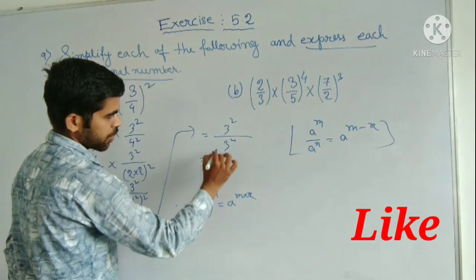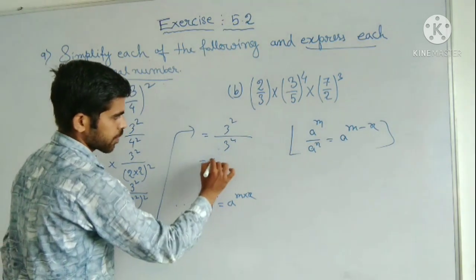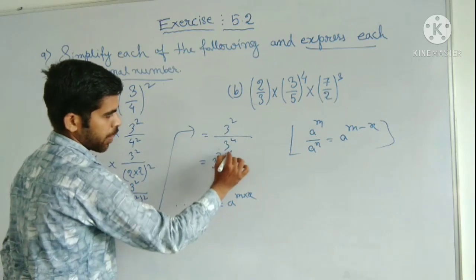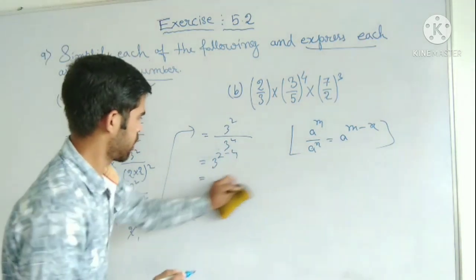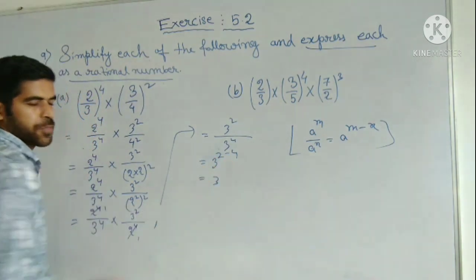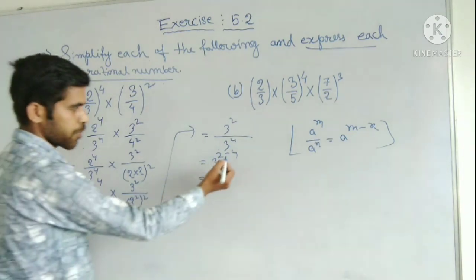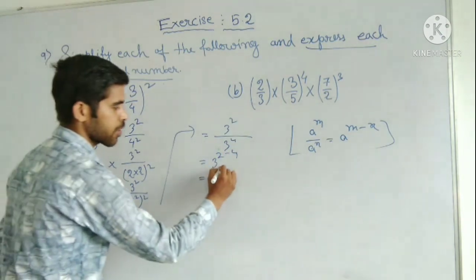So now 3 to the power 4 over 3 square, and the powers are subtracted. Now this one is minus, this one is plus. Plus minus means minus. So which is the bigger one? 4. What is the sign on the 4 side? Minus. So now 4 minus 2 is 2.